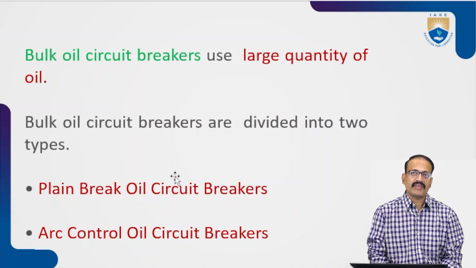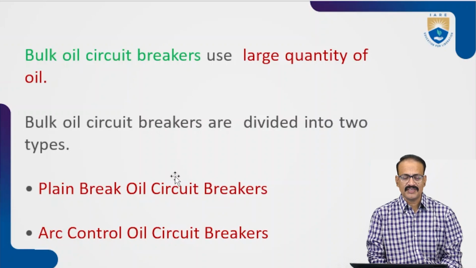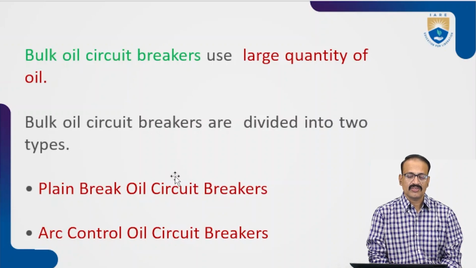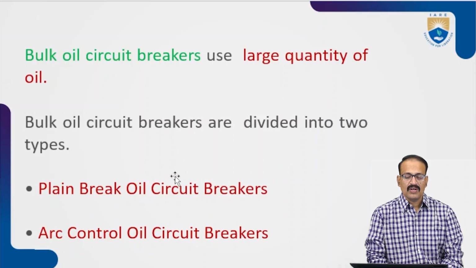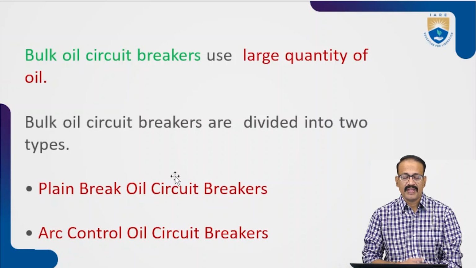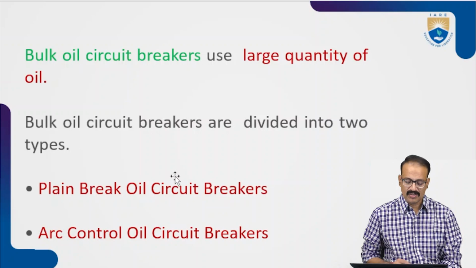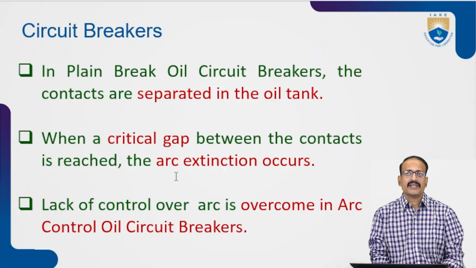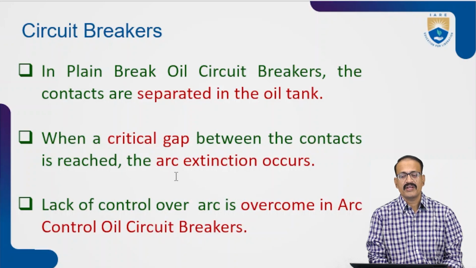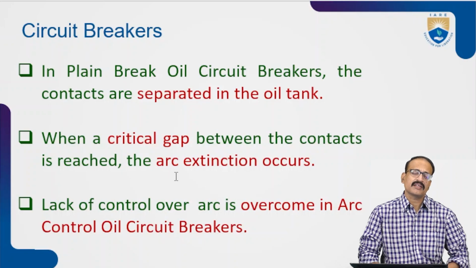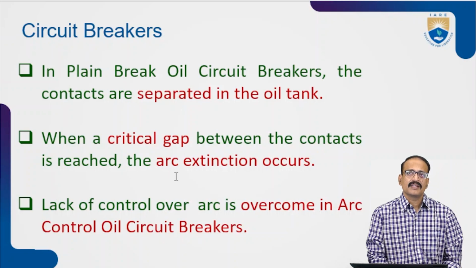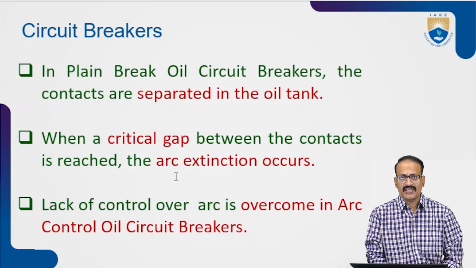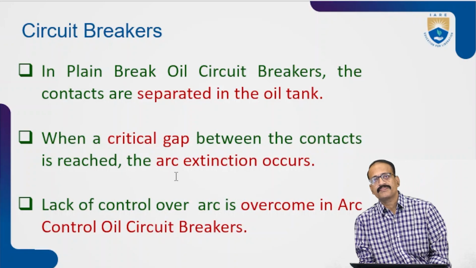Again, in the bulk oil circuit breakers, we have a classification: the plain break oil circuit breaker and the arc control oil circuit breaker. In the plain break oil circuit breaker, the contacts are separated in the oil tank. Whenever the critical gap occurs between the contacts, the arc extinction occurs.